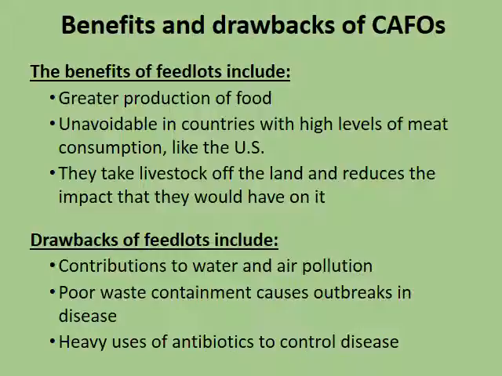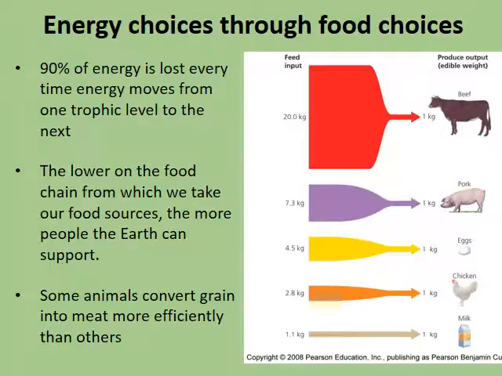There's also a heavy amount of antibiotic use to control disease, because when you take any animals and put them closely packed together, you have disease, which is a density dependent factor that spreads like wildfire through these areas. We can make a lot of our energy choices through our food choices.